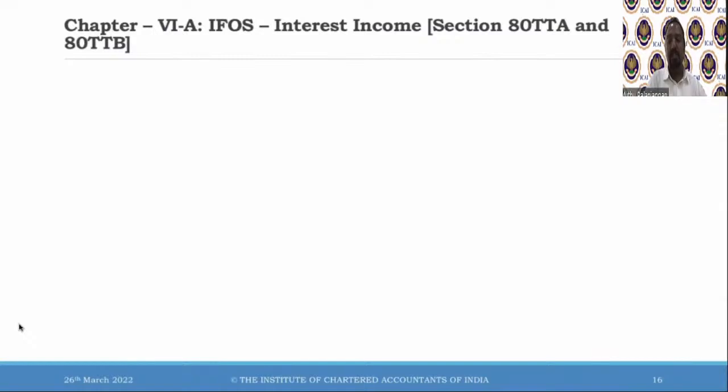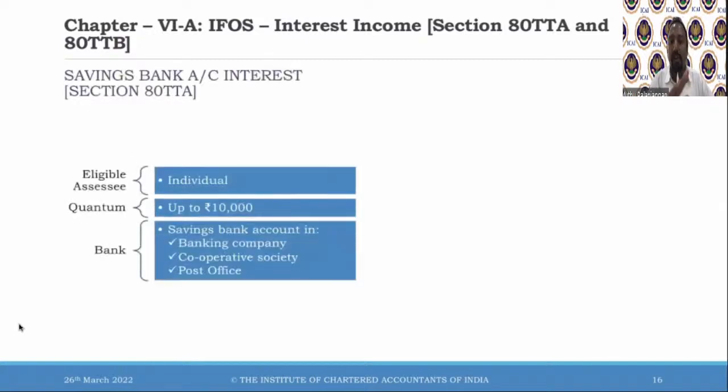The next session, as we said, is on income from other sources. That is, you have 80TTA and 80TTB. These 2 sections are what we are going to cover here. Both are related to interest income. 80TTA is savings bank interest. 80TTB is for senior citizens' interest income. So we'll first see 80TTA.